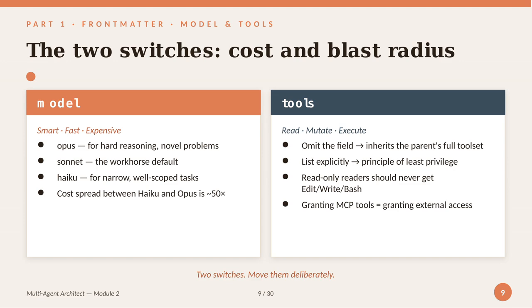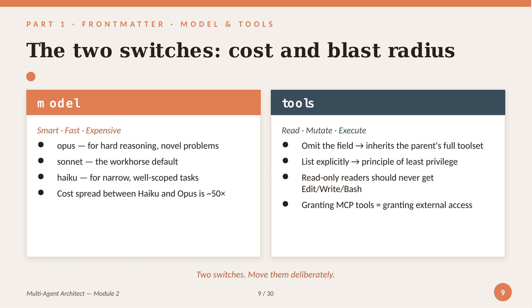Tools. The blast radius. If you omit the tools field entirely, the subagent inherits its parent's full toolset, which sounds convenient and is almost always wrong. If you list the tools explicitly, you've practiced the principle of least privilege. A read-only subagent should never be granted edit, write, or mutating bash. Granting MCP tools is granting external access, different category, different risk profile. 2 switches. Move them deliberately.